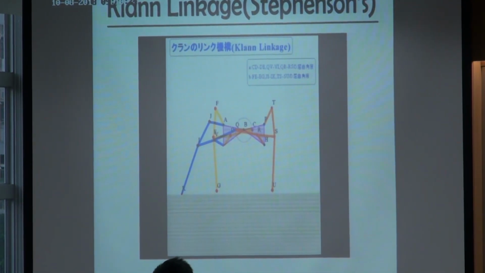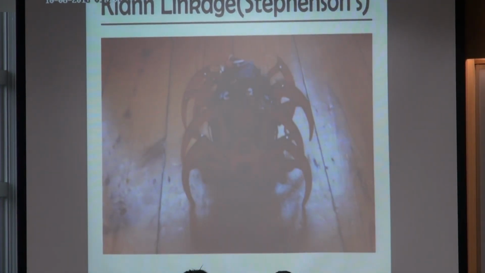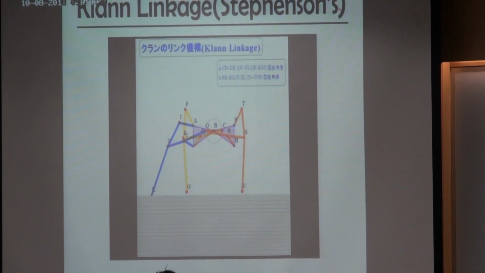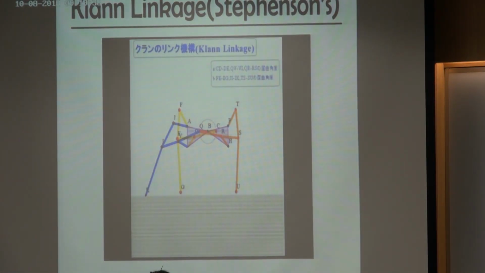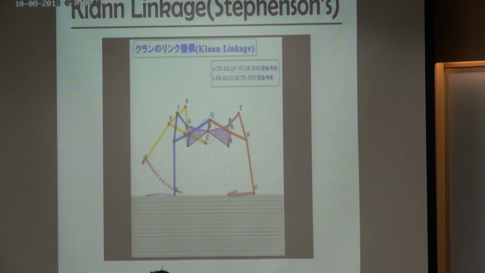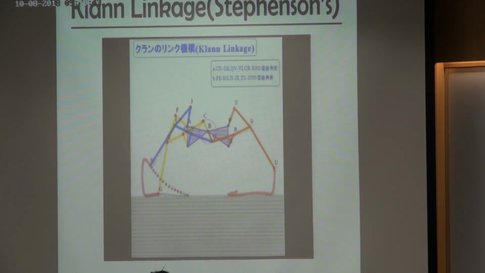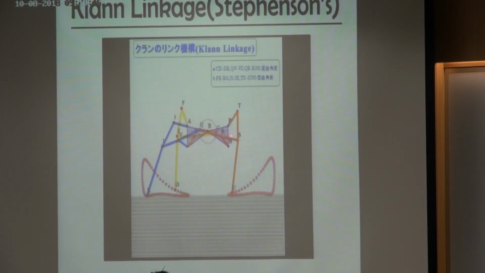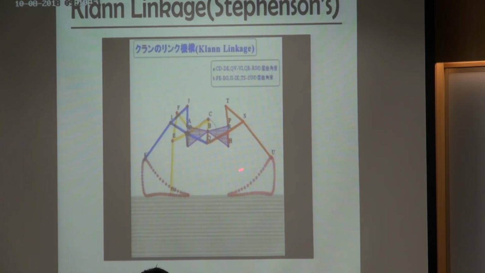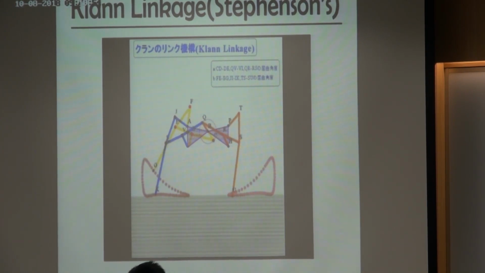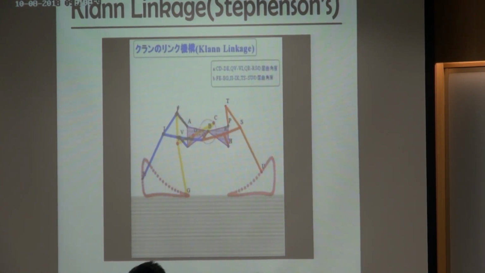So here is an example. This mechanism is installed. I can't find my mouse again. Here, you just install 4 sets of the clan linkage to represent the 4 feet of an animal-like robot, and you can perform this type of trajectory. It's more like a real animal's motion.